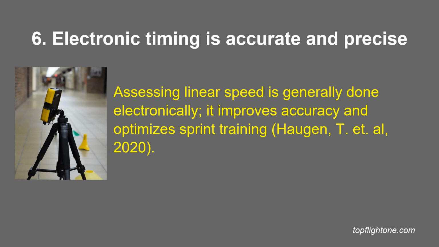Number six, electronic timing is accurate and precise. Hand timing has an error of 0.2 seconds. So when you have electronic timing, you're giving athletes and the coach, any stakeholders, precise and accurate information, which will guide training and performance.